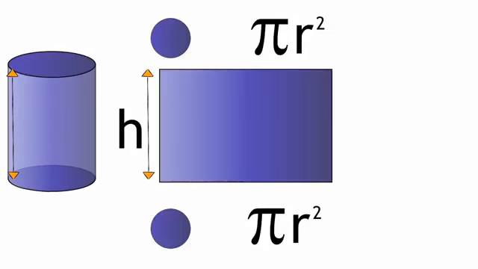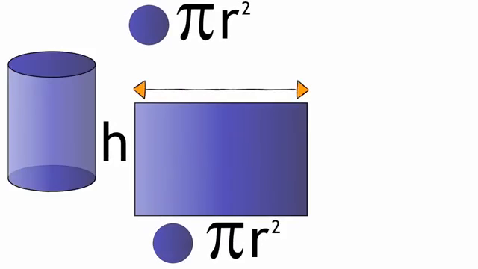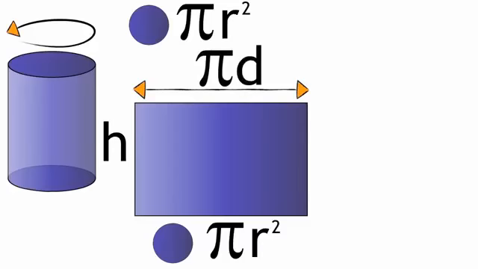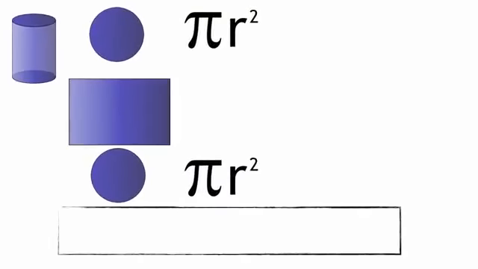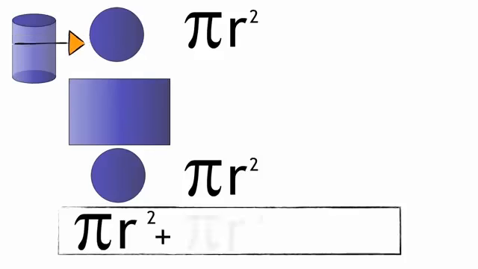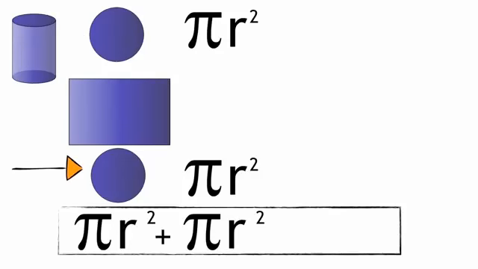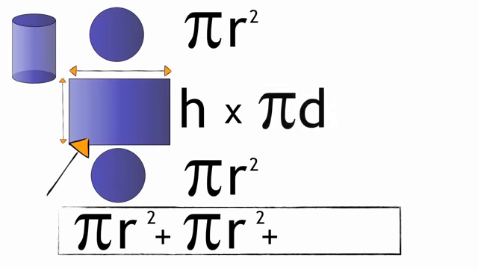And then this length across here is the same as the distance around the outside of the circle. And we've got a formula for that as well. It's pi times diameter, pi d. So the surface area is going to be the area of the circle, pi r squared, plus this area of the circle, pi r squared. That's 2 lots of pi r squared. Plus the area of this rectangle. Now that rectangle is going to be this length here times by this length here. So it's going to be h times pi d.